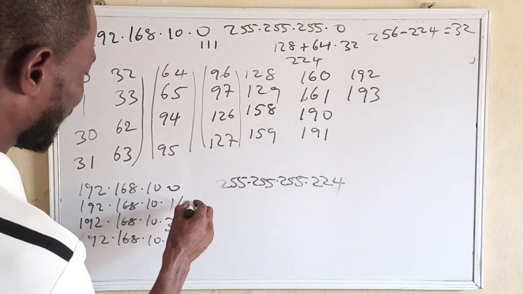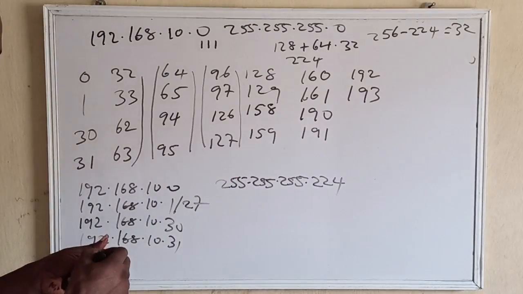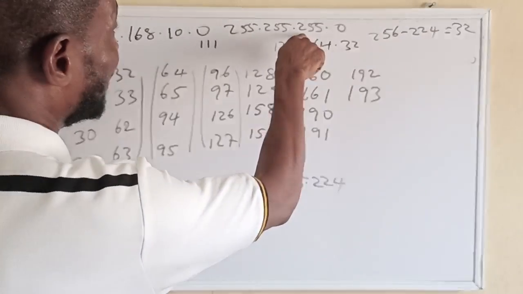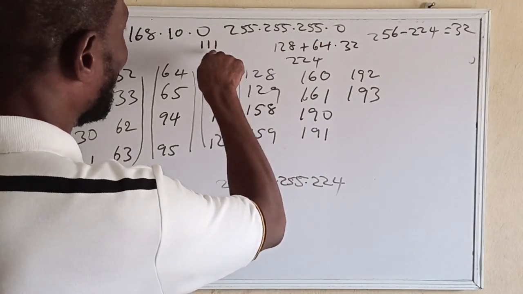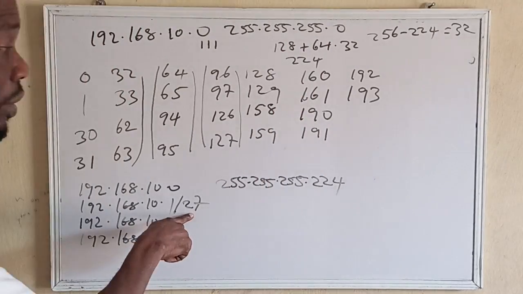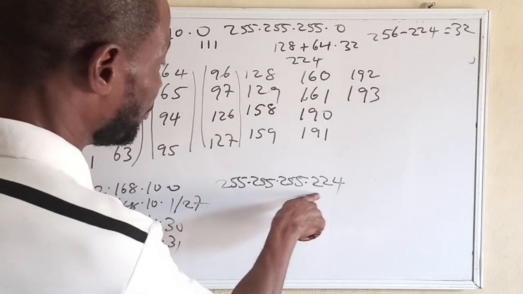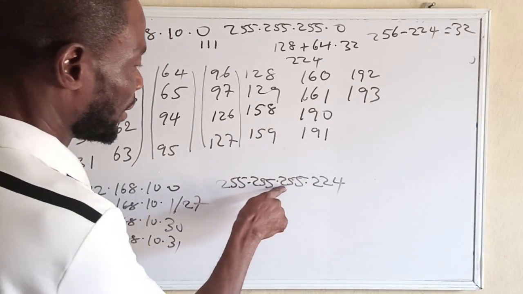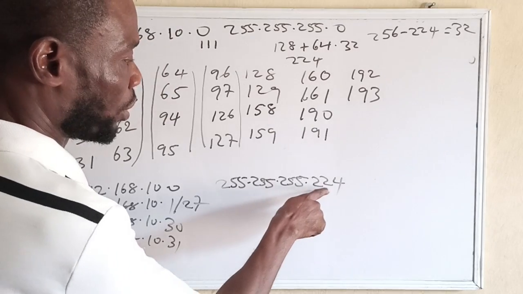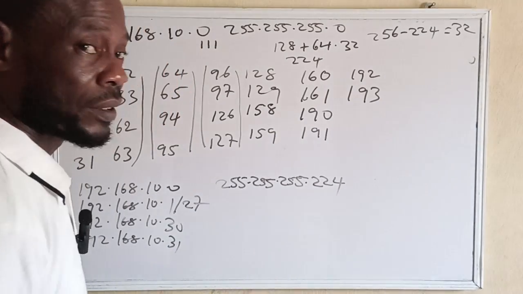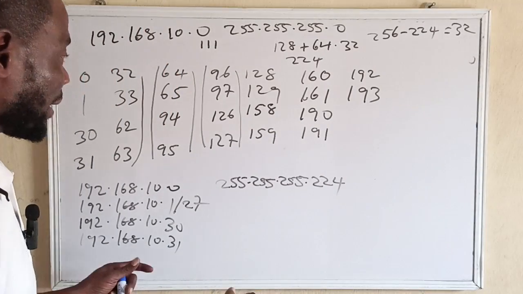In address notation, you put /27 because it's 27 bits. Remember, I borrowed 3 bits. This is 24. From here to here, 24 plus 3 bits, 27. This is 8, 8, 8, 24 plus 3, 27 bits. This is how it works.